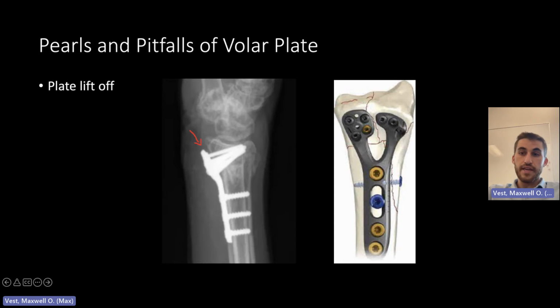So that's something you want to think about if in the OR and you're doing your reduction, outside of just not reducing the fracture enough with whatever reduction maneuver you're using. These are some things you might want to think about if you have a slight step off between the plate and the actual distal portion of the distal radius.